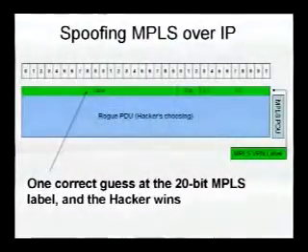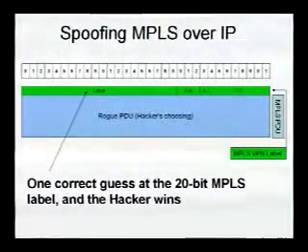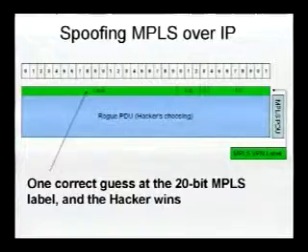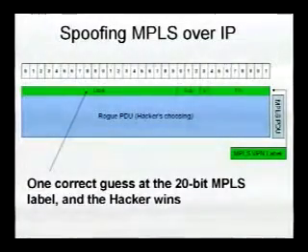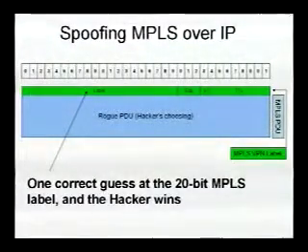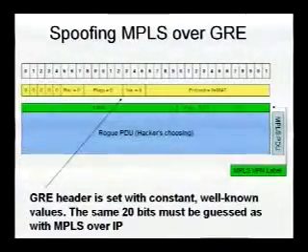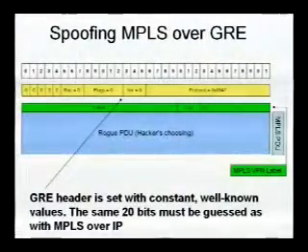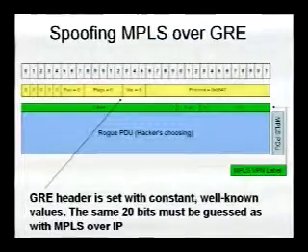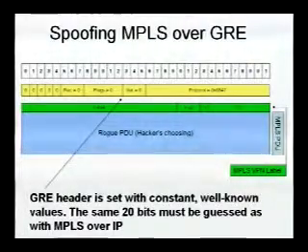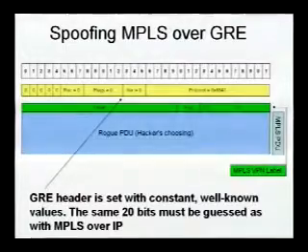So spoofing over MPLS over IP: one correct guess on the 20-bit MPLS label and the hacker wins. So if the hacker can get into your core, and you've got MPLS over IP enabled, it's almost trivial for him to get a packet into the customer VPN. MPLS over GRE adds 4 bytes of header that are constant. You can look it up in an RFC and you know exactly what it is. So really it's identical to MPLS over IP, except the header size is 4 bytes larger.